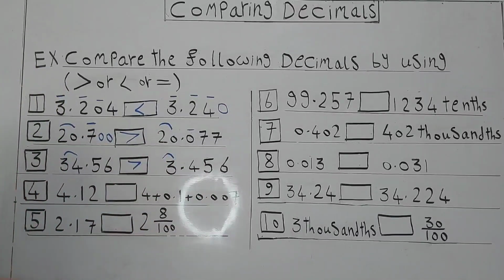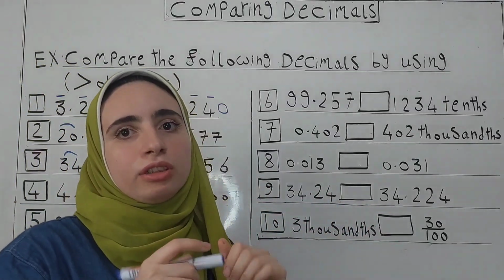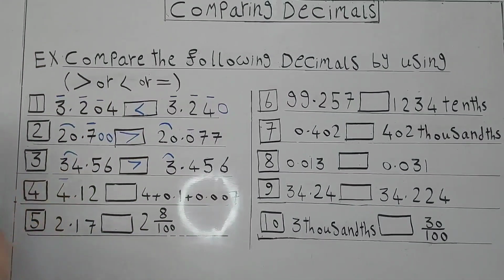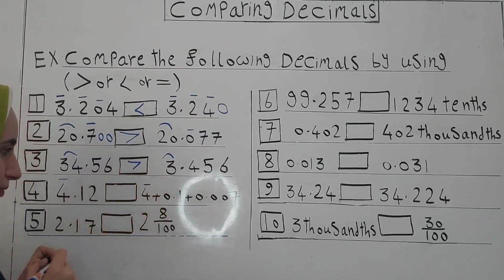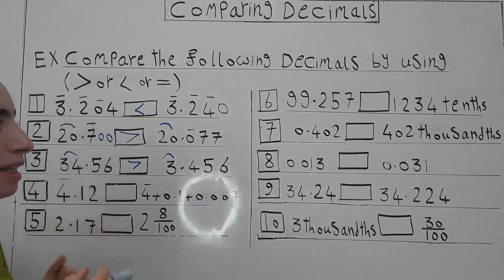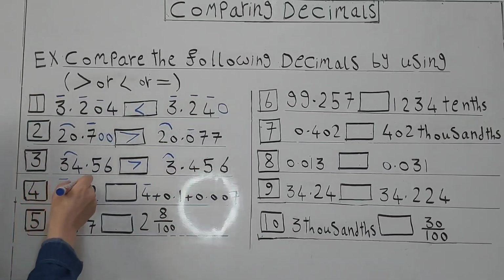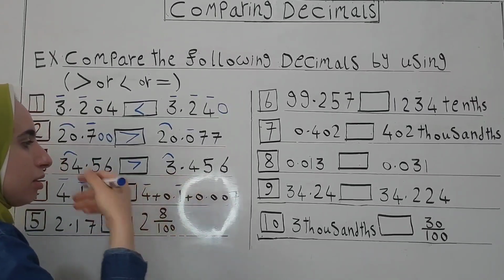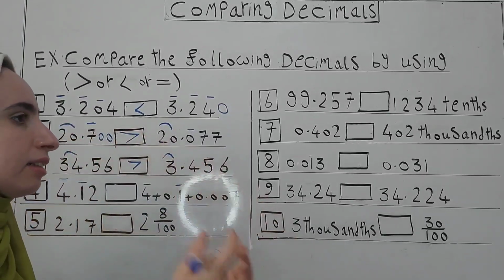Number 4. At first, we put our eyes on the left, on the integral part. The first number has 4, and the second number also has 4. Now, they are the same. Go to the next digit. The next digit is 1, and the next digit in the tenth place is also 1. They are the same, go to the next digit.